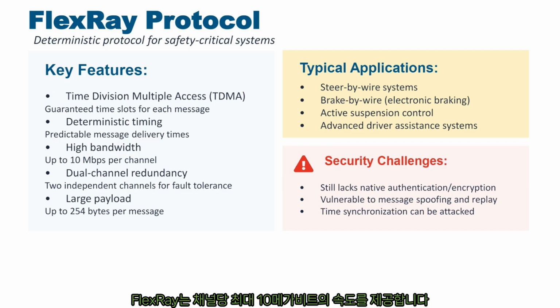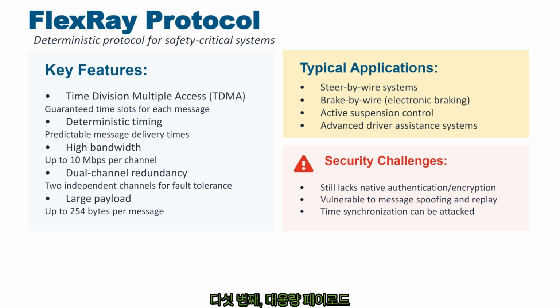FlexRay offers up to 10 megabits per second per channel. That's 10 times faster than classic CAN. Fourth, dual-channel redundancy. FlexRay supports 2 independent channels. If one channel fails, the other keeps working. This provides fault tolerance for critical systems.